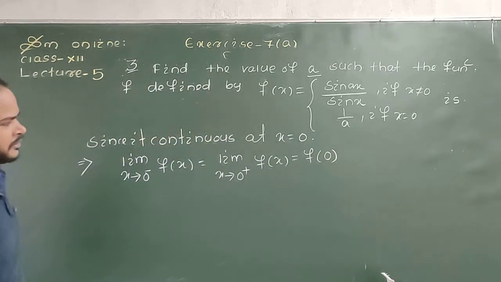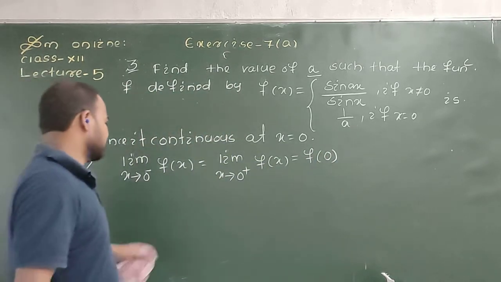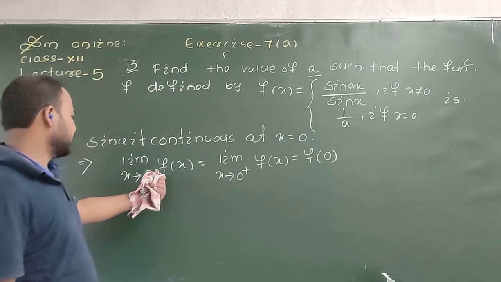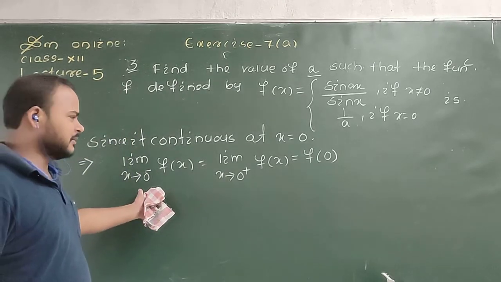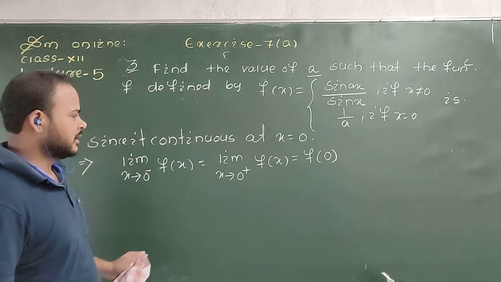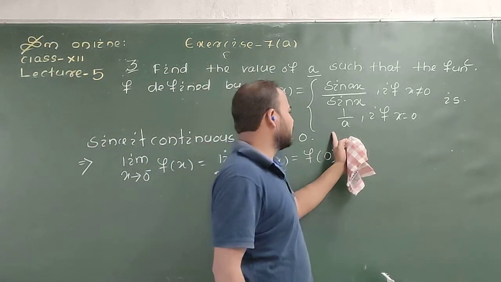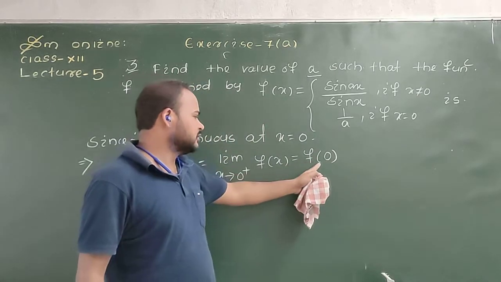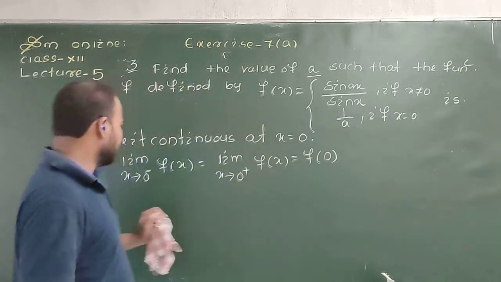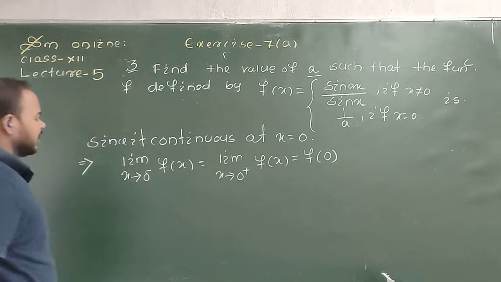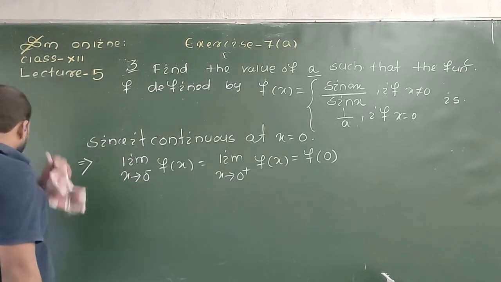Okay, f of 0. So first we have to find out the limit, either left hand limit or right hand limit, and the value of the function at x equal to 0 is 1 by a. That means f of 0 equals 1 by a. So first find out the left hand limit first.